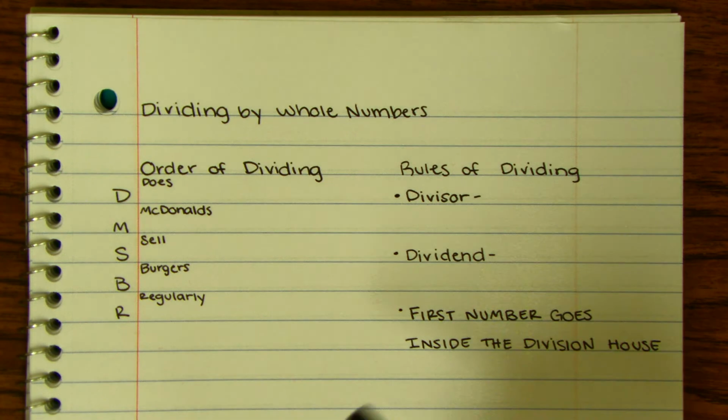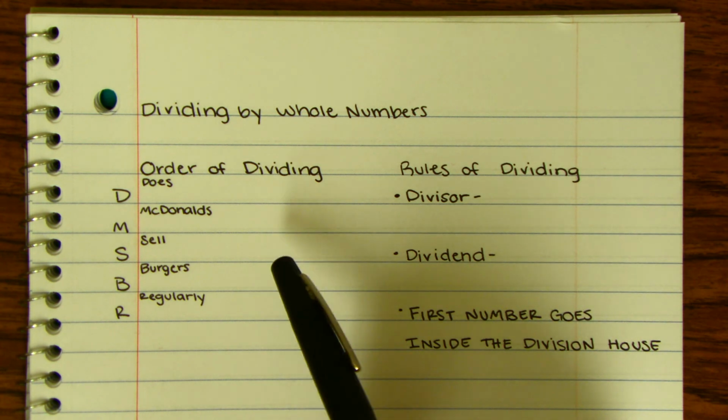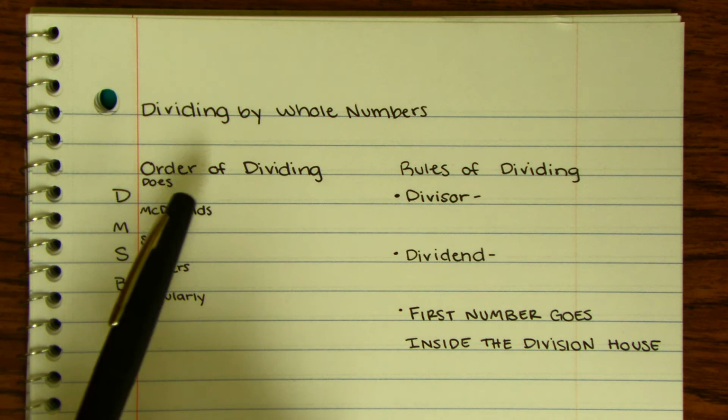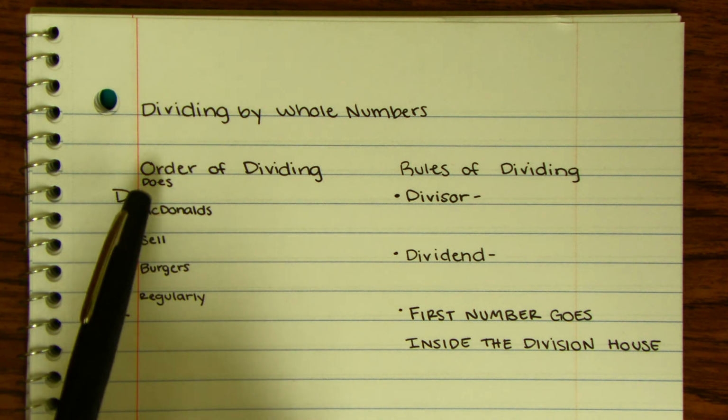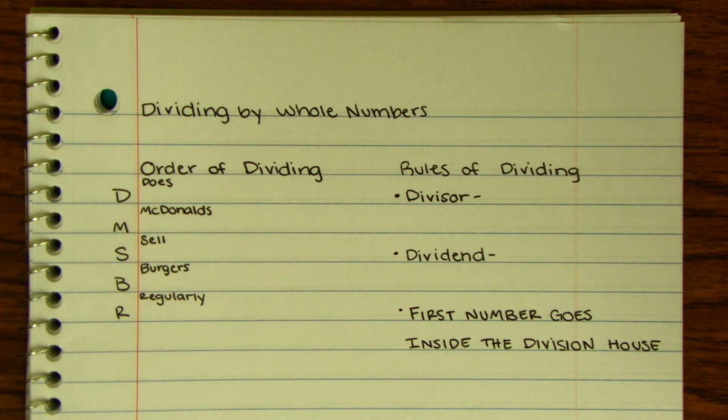Hello, everyone. Today we're going to be talking about dividing by whole numbers. And the first thing that we're going to go over is the order in which we do our dividing. So we have an acronym off to the side. Does McDonald's sell burgers regularly? And that stands for the steps you do when you are dividing.